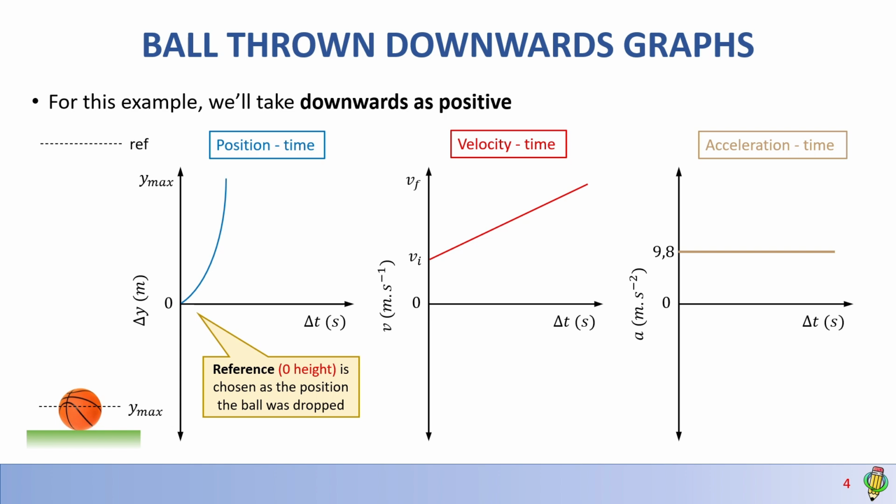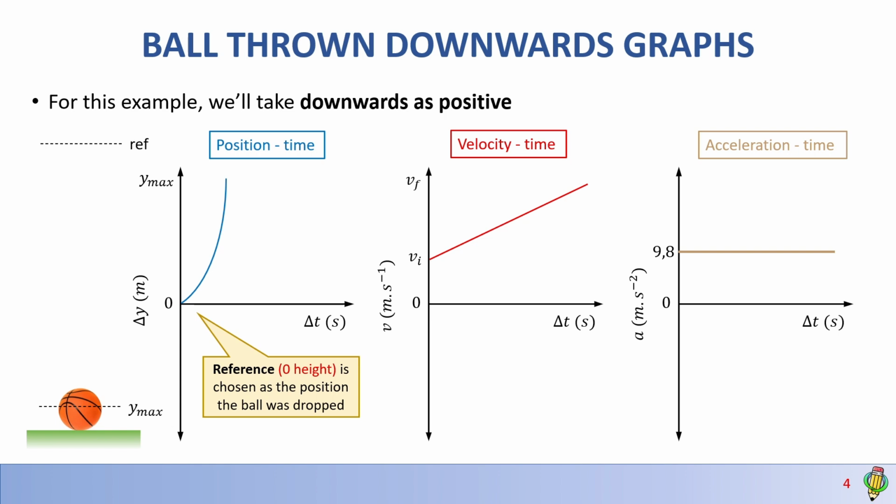Let's move over to the velocity time graph. You can clearly see that there is an initial velocity that we marked vi. As we chose down as positive, this velocity will be positive because it is thrown downwards, and the velocity continues to increase until the velocity whereby the ball hits the ground, which we denoted vf, which is also in the downwards direction. We get a straight line graph of gradient 9.8 meters per second squared.